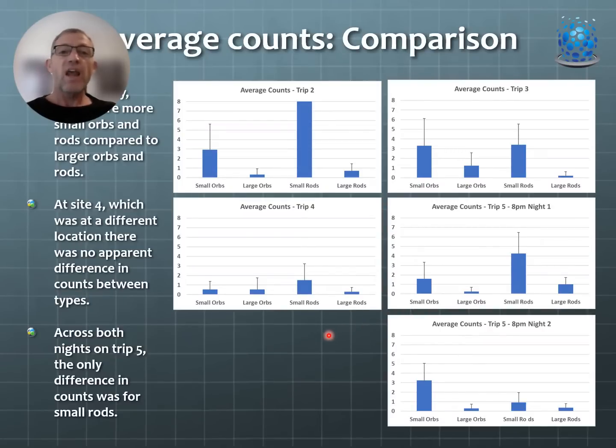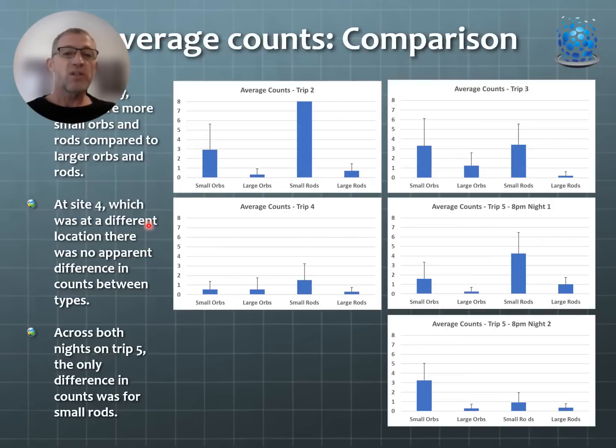Here we have average counts, or a comparison of average counts. Now you can see here we've got trip 2, trip 3, and 4, and trip 5 across 2 nights. Now trip 4 was a different location, about 30 kilometers from the site we've been back to repeatedly. And then at trip 5 we actually sampled across 2 nights for orbs and rods.